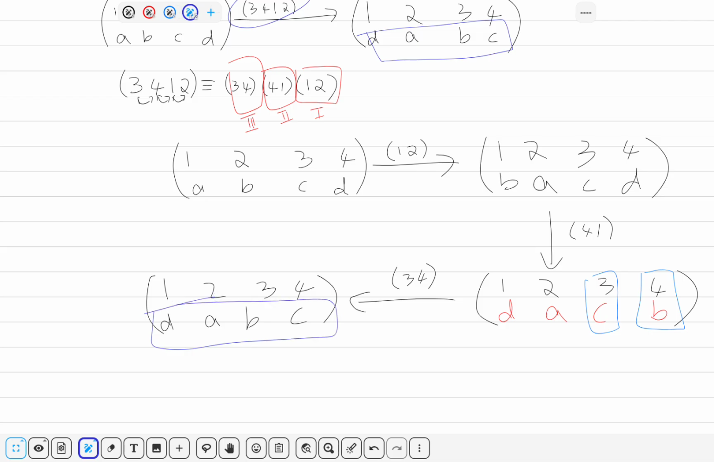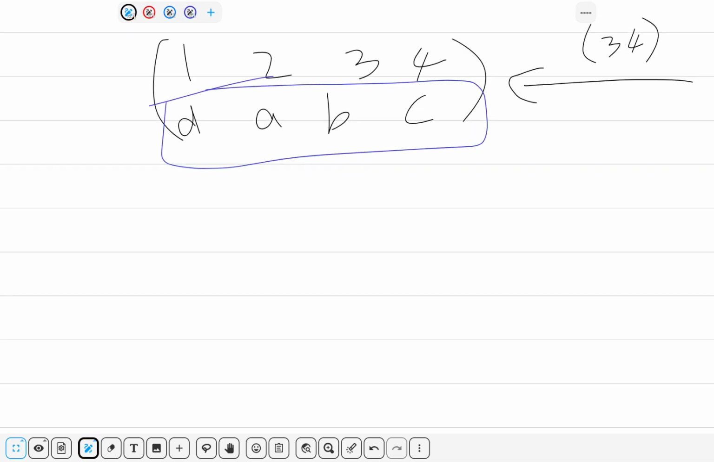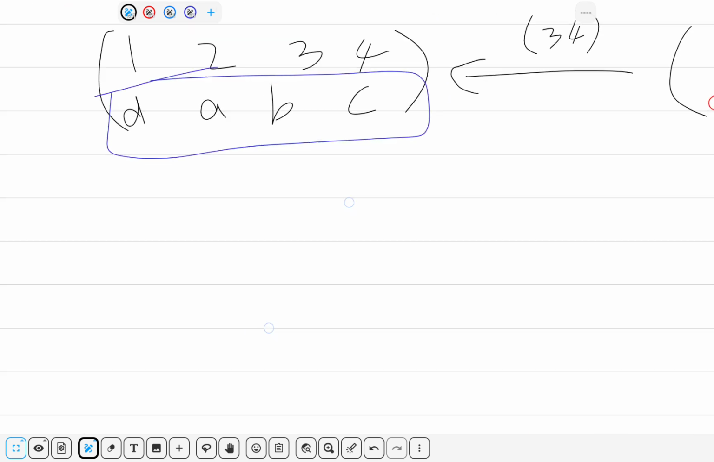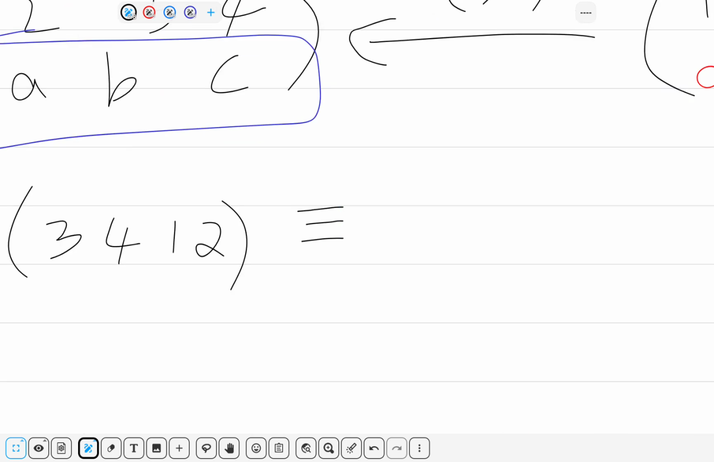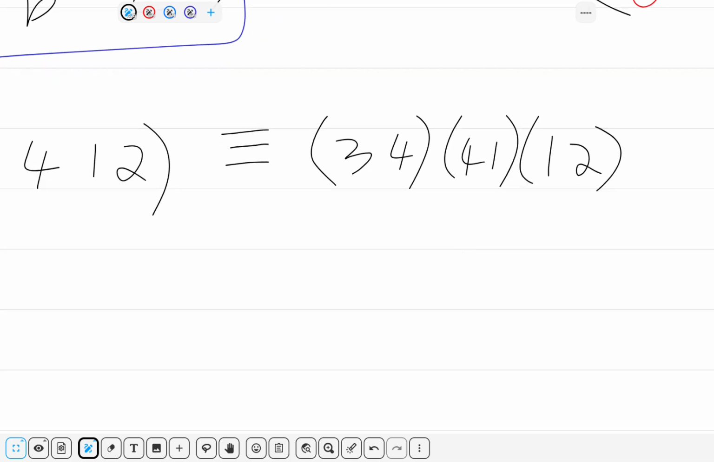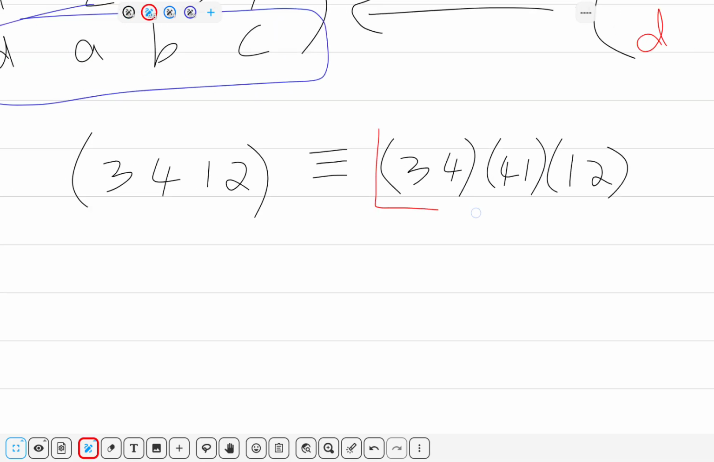So what I mean is, when you do the shuffling, what was the shuffling code? 3 4 1 2. The shuffling code 3 4 1 2 is equivalent to the shuffling code 3 4, 4 1, and 1 2. The reason we do this, I think, is that it's easier to visualize. You just exchange 1 and 2, then whatever the result is, then again exchange whatever is in 1 and 4, and then again exchange. It's a stepwise process.